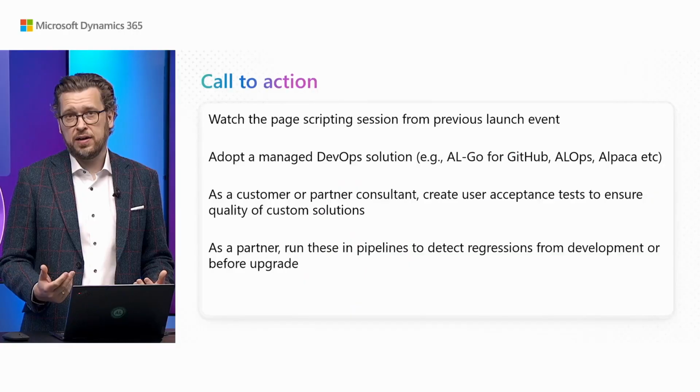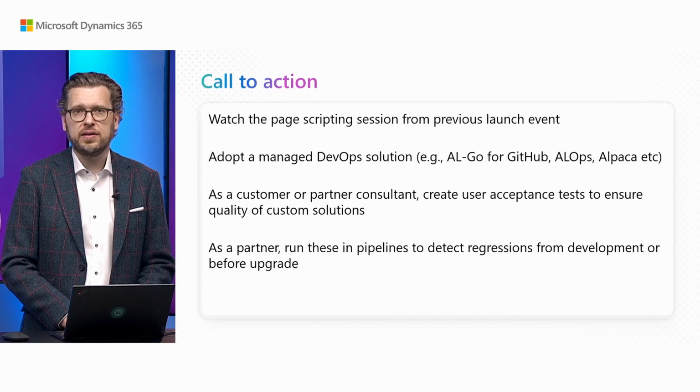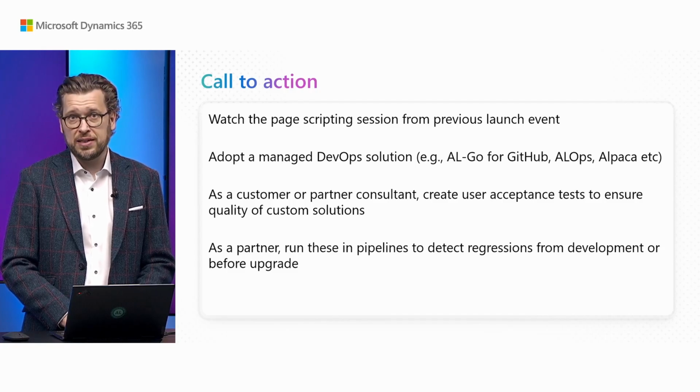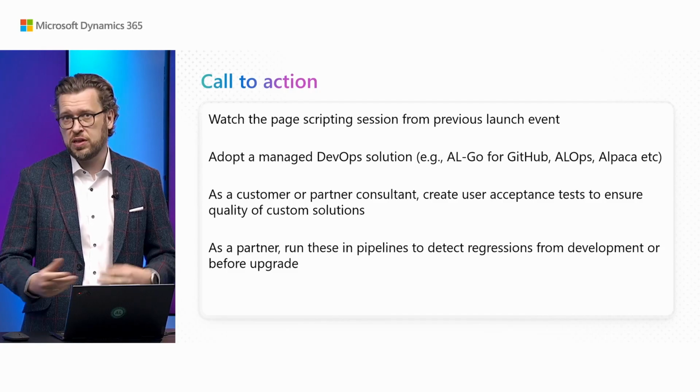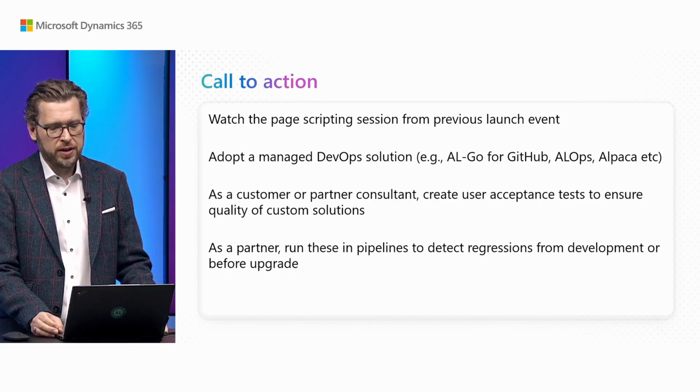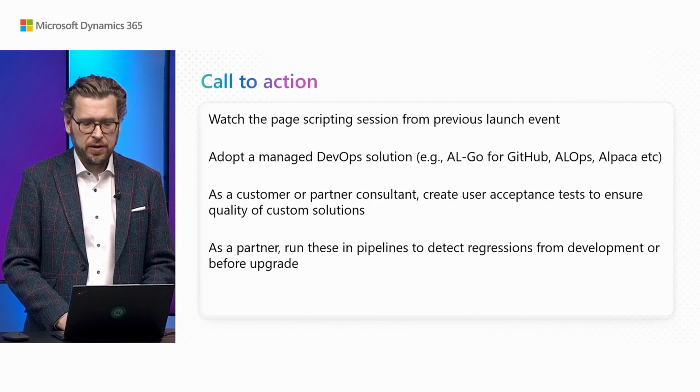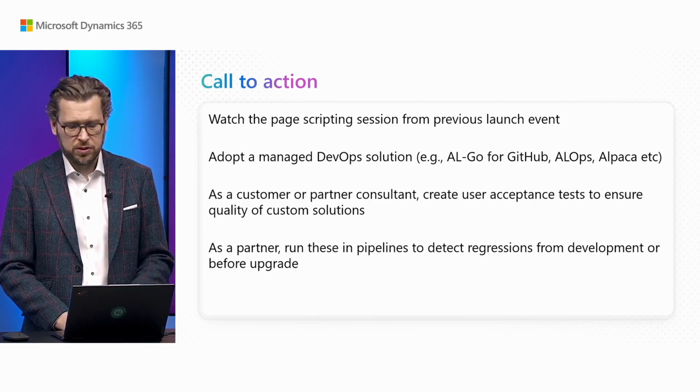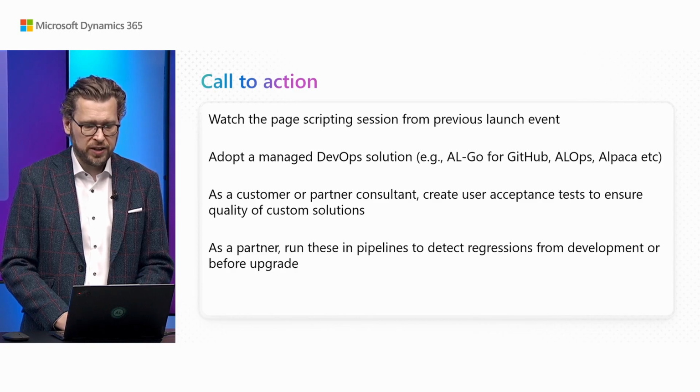So the calls to action: watch, as I mentioned in the beginning, the launch event recording from last time on the page scripting tool to understand what it can do and the benefit of that tool. Also adopt a managed solution for DevOps. Again, AL-Go for GitHub, ALOps, or Alpaca could be options for that.